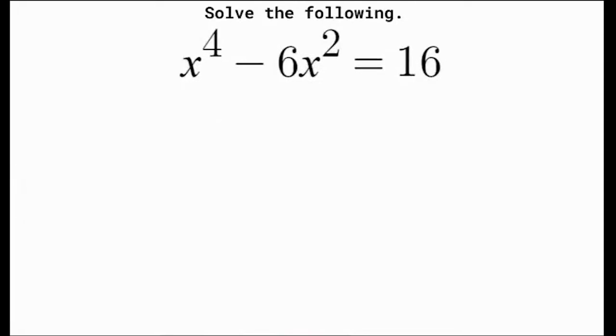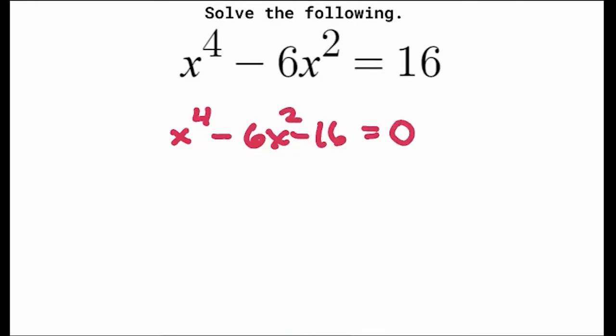All right, so the first thing that you want to do here is, I said this already, but subtracting the 16 from both sides. So you get something like this. Okay, the next step is, oops, this is supposed to be squared. The next step is understanding that this is quadratic structure, because if you double this middle one, you get to this one over here. So our u is going to be x squared.